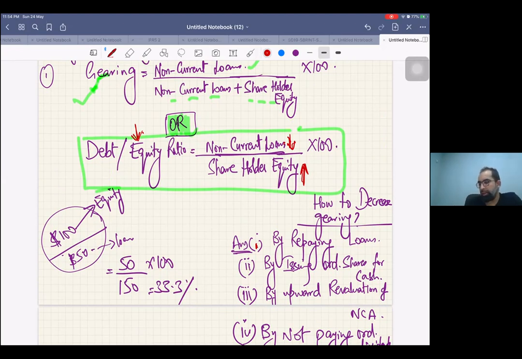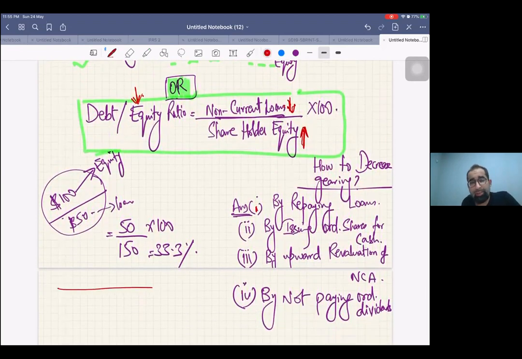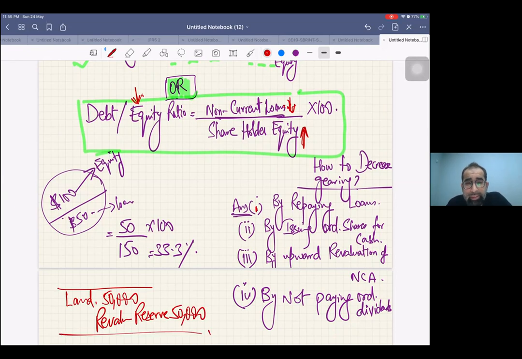Now the third point is by upward revaluation of non-current assets. If you remember, let us say I bought a piece of land and I'm using the revaluation model. When I revalue the land, I'll make the entry: land debit, let us say 50,000, and revaluation reserve credit. Revaluation reserve or revaluation surplus or OCI, you can write any name. When you do upward revaluation, you credit revaluation reserve. Credit revaluation reserve means your equity is increasing, because revaluation reserve is part of shareholder equity. So when your revaluation reserve goes up, your shareholder equity also goes up. And when your shareholder equity goes up, your gearing goes down. So this is also one of the techniques of reducing gearing.